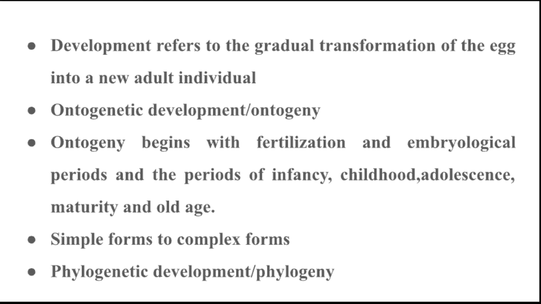That process is the transformation of the egg into a new adult individual. The developmental history of an individual from the egg to the adult is called ontogenic development, or simply ontogeny. Ontogeny begins with fertilization and includes the embryological periods and the periods of infancy, childhood, adolescence, maturity, and old age. That total process is called ontogeny, and it starts with fertilization.